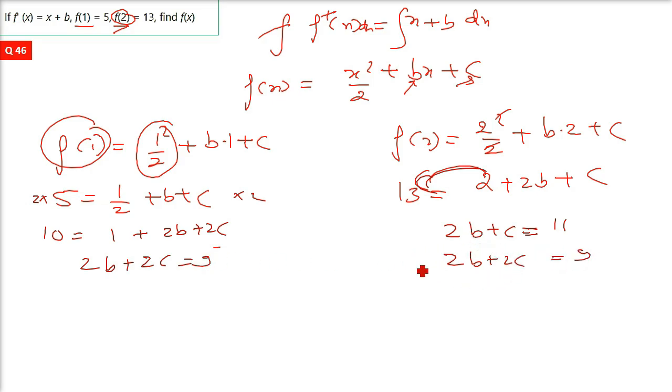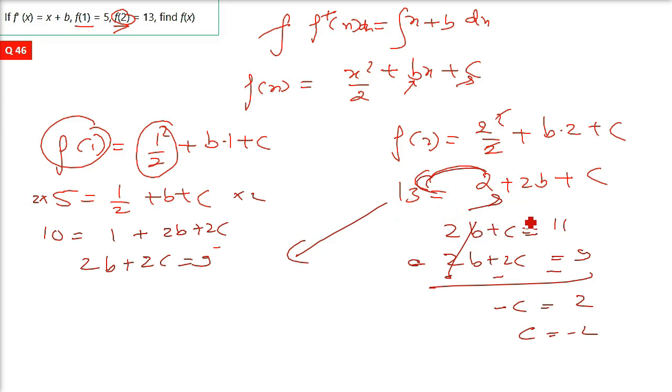Let us solve it. Now subtract these two equations. When you subtract, 2b gets cancelled. c minus 2c is negative c. 11 minus 9 is 2. So you are getting c equals negative 2.